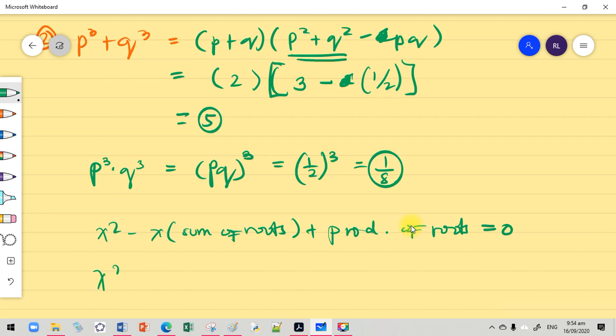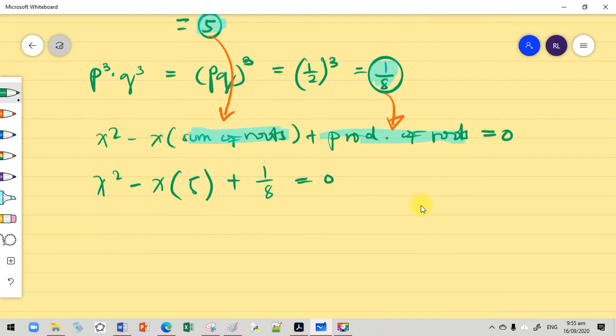Okay, and we simply need to substitute it there, that one and that one. We can now form our new equation. So our new equation is x squared minus x times 5 plus 1/8 equals 0. You'll get, of course, x squared minus 5x plus 1 over 8 equals 0.